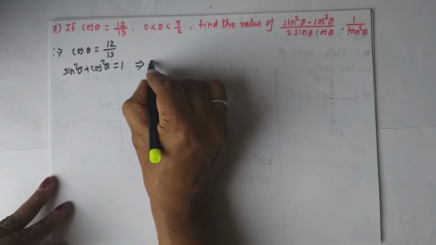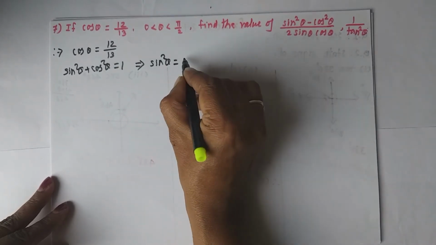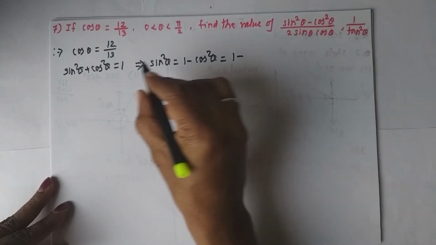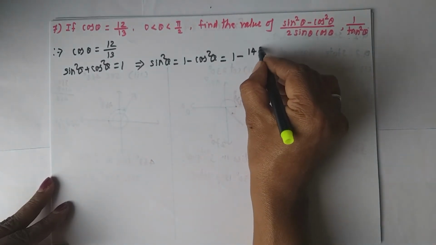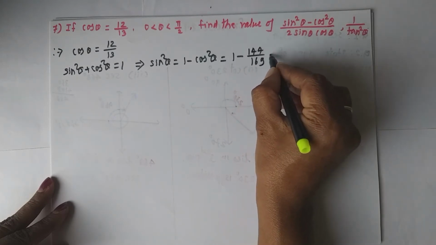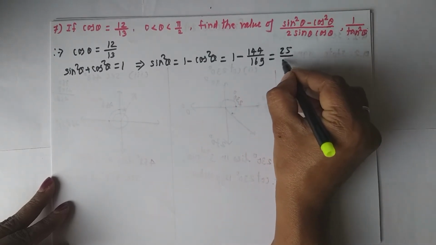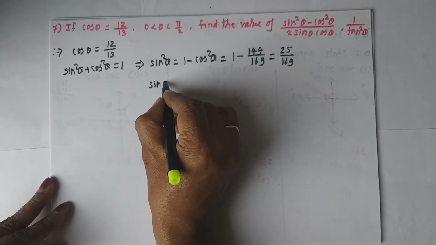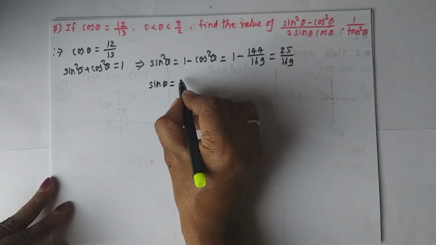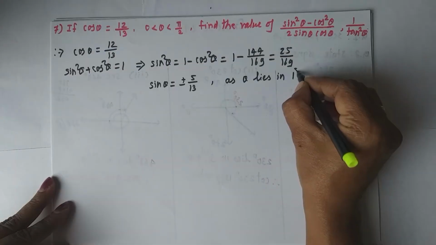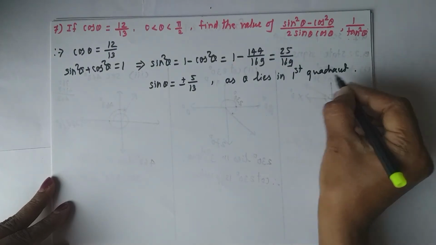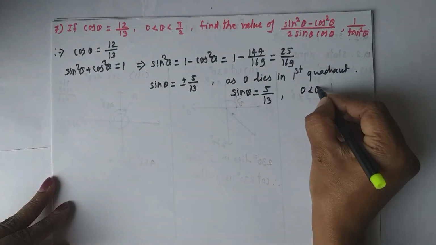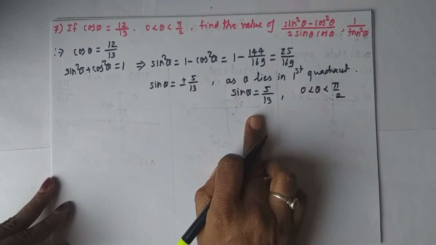Now from this property, sin squared theta means what? 1 minus cos squared theta. You keep the value of cos theta, that is 12 by 13, its square 144 divided by 169. After simplification, this will be 25 divided by 169. Then what will be sin theta? Here sin theta will be plus or minus 5 by 13. But see here, as theta lies in the first quadrant, all the six trigonometric functions are positive. Therefore, the value of sin theta will be positive.